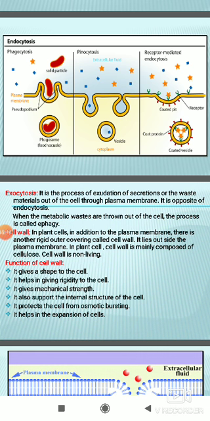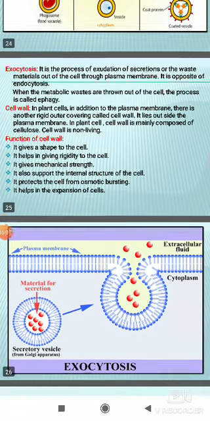So these are certain functions, like it gives shape to the cell, as I've already told you. It gives rigidity, meaning strength, hardness to the cell. It gives mechanical strength to the cell. It also supports the internal structure of the cell because it acts like an additional protection. It also protects the cell from osmotic bursting, isn't it? In case of animal cell you have seen that RBC swells and it bursts, but in case of plant it generally cannot burst because it has an additional cell wall. And the last part is it helps in the expansion of cells. Okay, this is how the last diagram is showing.